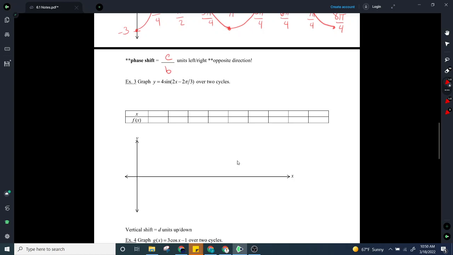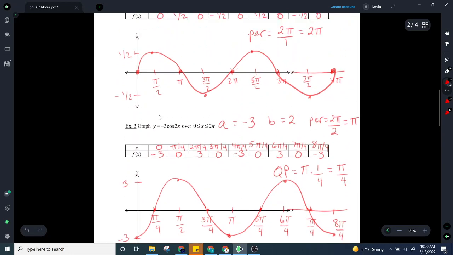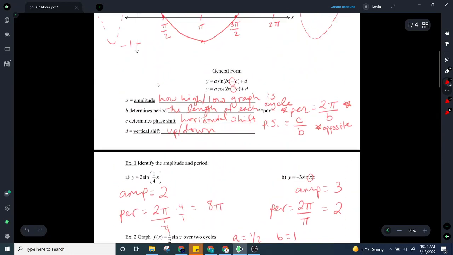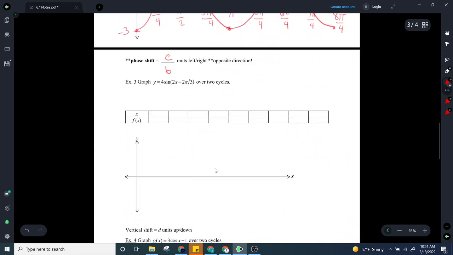The difference with phase shifting is this affects where we're going to start our x value. So in the previous examples, notice we always started our x values at 0. So long as there's no phase shift, x always starts at 0. But if you have a phase shift, that shifts the graph left and right. So when we do our key values, we're going to start our table at whatever the phase shift is. That's the new thing we're adding on.